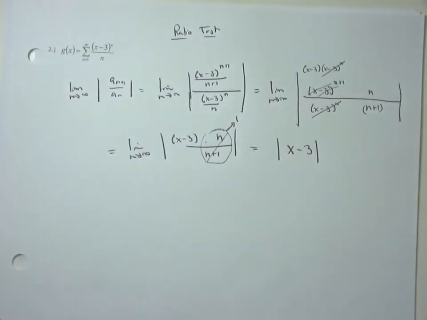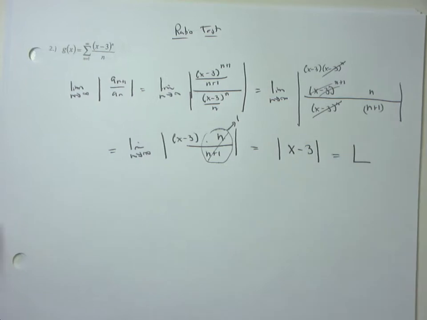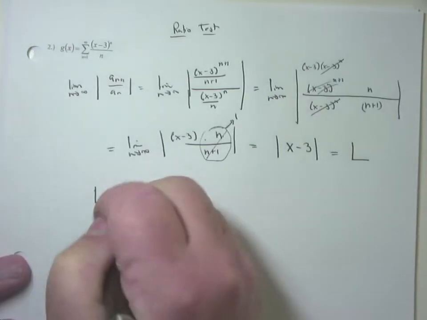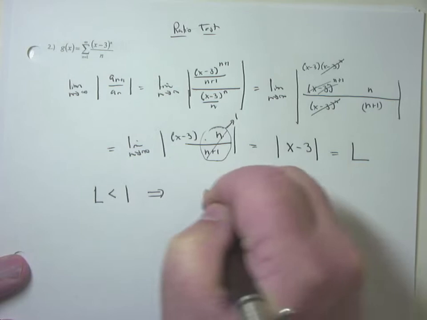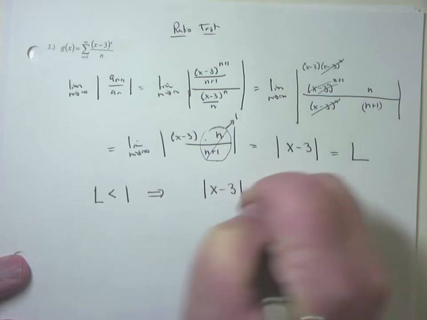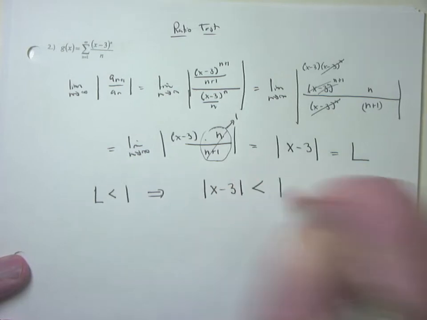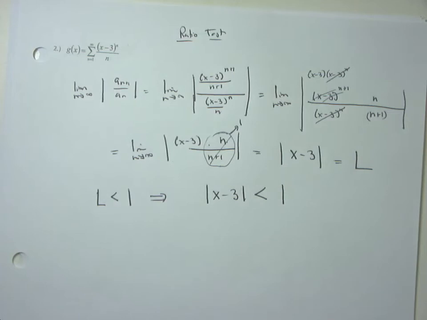But this is the ratio test, and this is your L value. It is in terms of x. Now remember your ratio test. When L is less than 1, the series converges. When L is greater than 1, the series diverges. When L equals 1, you have to try another test. We want this to converge. So to make it converge, L has got to be less than 1. That implies that the absolute value of x minus 3 has got to be less than 1. Ratio test: L's got to be less than 1 to converge.